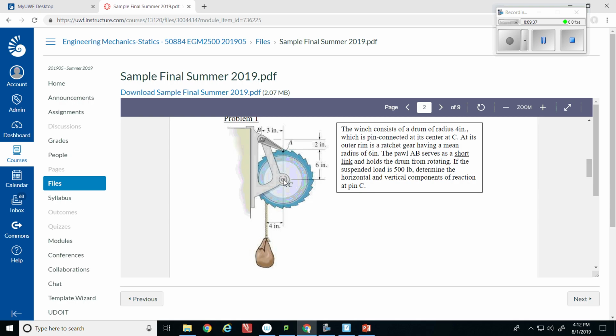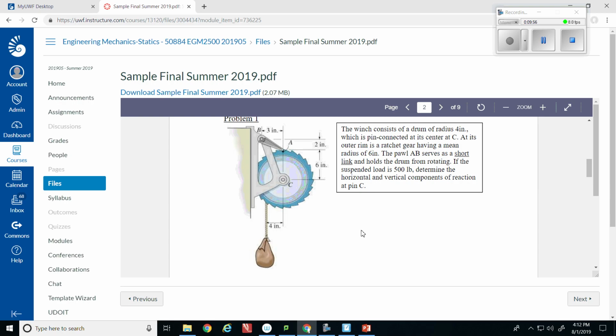And you know, the key thing is recognize a pin here at C has a CX and a CY. And this AB even says it serves as a short link. Do you remember what a short link means? It means a force is in the direction of AB. Right? And then there's a weight here. It looks like it's 500 pounds.